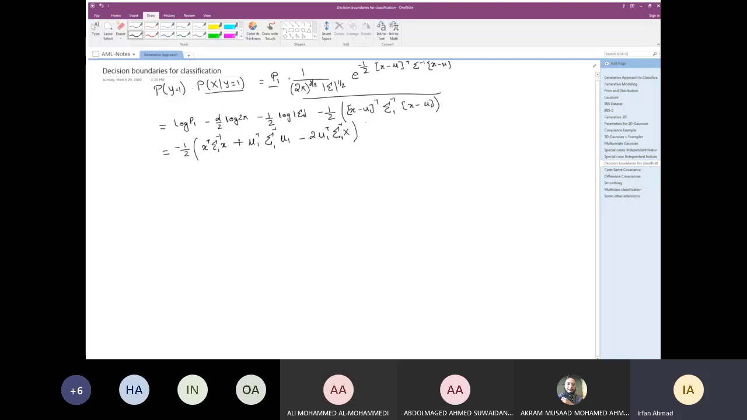And of course, the other things are there, which is like plus log of the prior P1 minus D by 2 log 2 pi minus half log of the determinant of the covariance matrix, right? Is this okay? Any question on this?